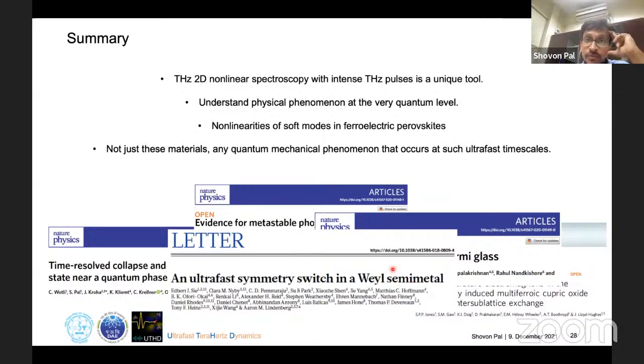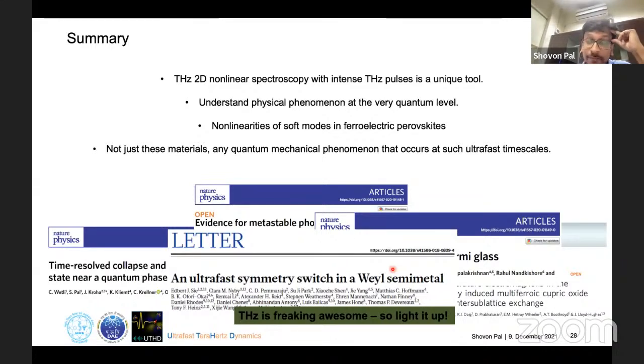So in short, as Professor Rana also mentioned, terahertz is in fact freaking awesome. Why don't we just light it up? With this, I thank you for your attention.